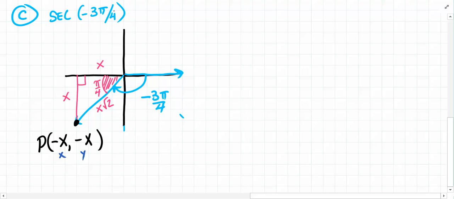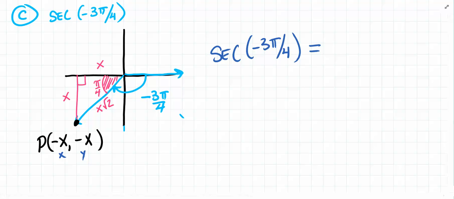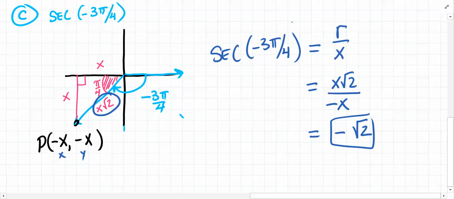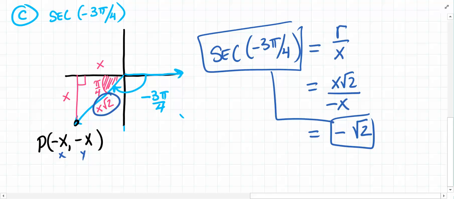All right, awesome. The secant of negative 3 pi over 4 is defined as secant is r over x. R divided by x. The r value is x radical 2. I got it from right there. The x value is negative x. Therefore, the secant should be negative root 2. So the secant of negative 3 pi over 4 should be negative root 2. You guys cool with that part?